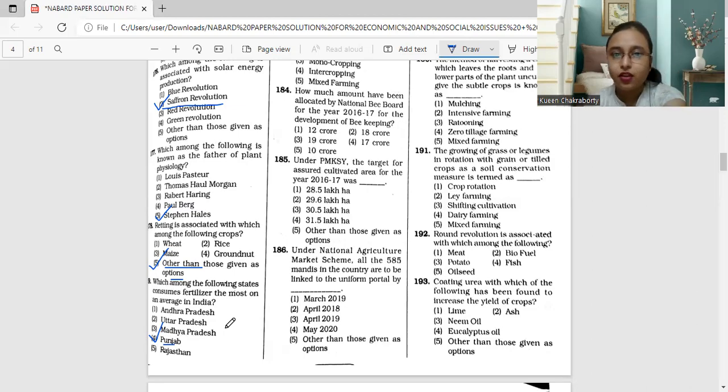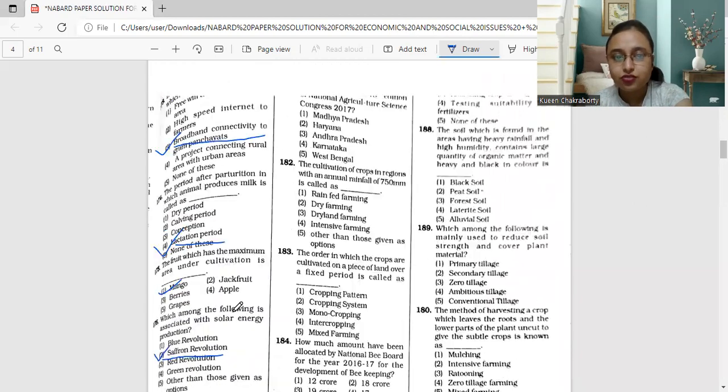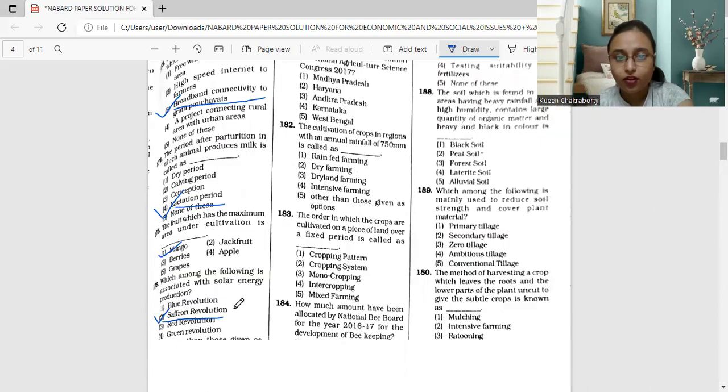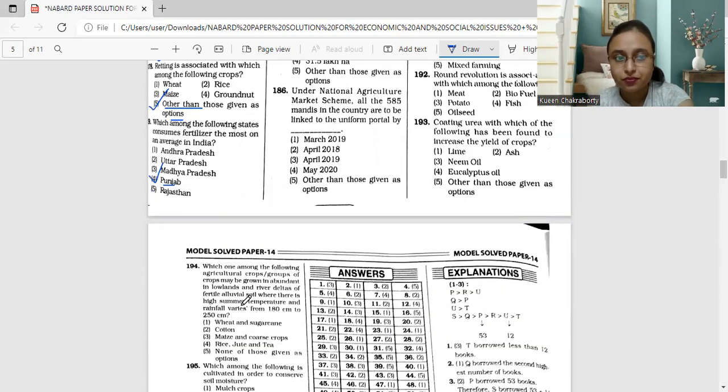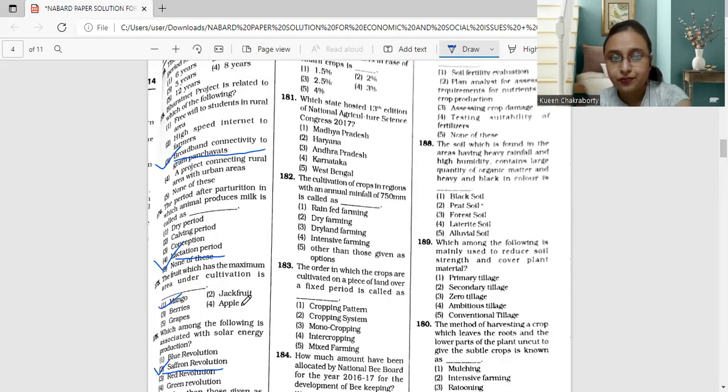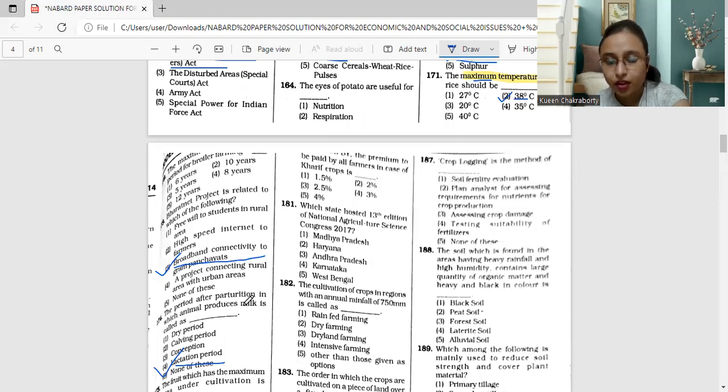Okay. So next, moving on to question number 180. The premium to be paid by all farmers in case of kharif crops is 1.5, 2, 2.5, 3, or 4. Which will be the correct answer?